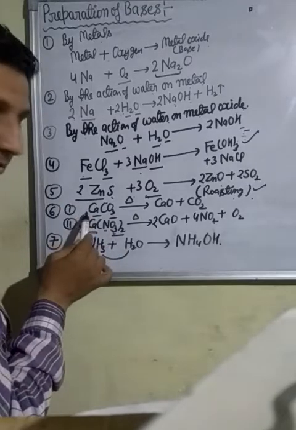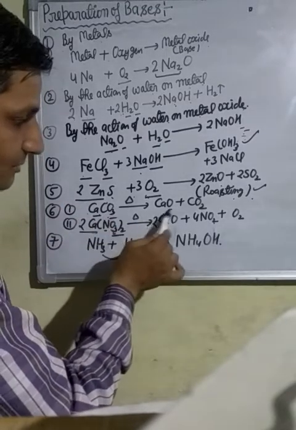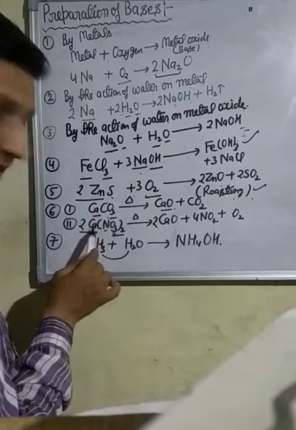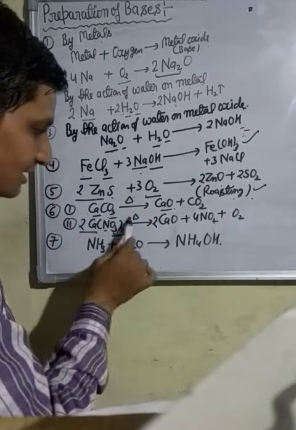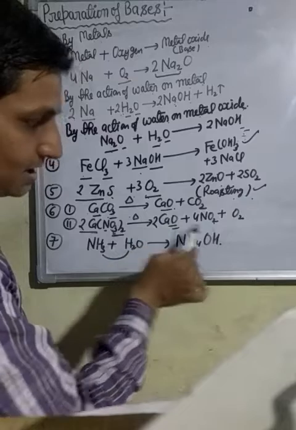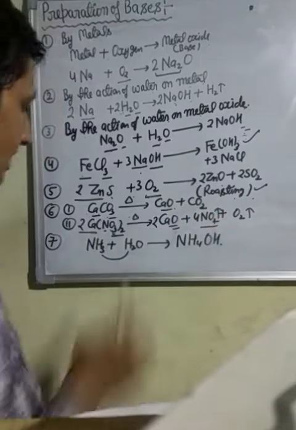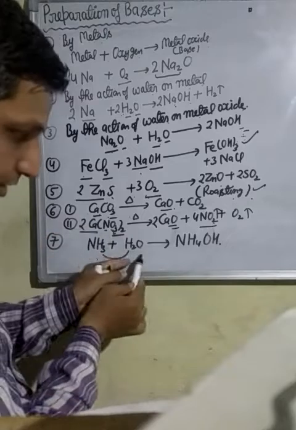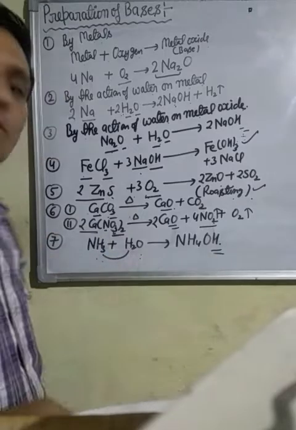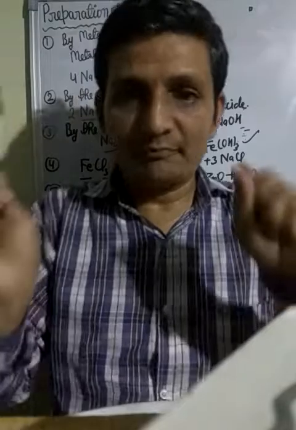Sixth point is by decomposition of salt. First is decomposition of carbonate salt. Calcium carbonate on heating gives calcium oxide. This is base. Second is by decomposition of nitrate salt. Calcium nitrate on heating gives calcium oxide. This is base. And this is nitrogen dioxide. This is oxygen gas. After this, by the reaction of ammonia gas with water, ammonia gas reacts with water to form ammonium hydroxide. Okay student, I hope that you can understand the methods of preparation of bases.